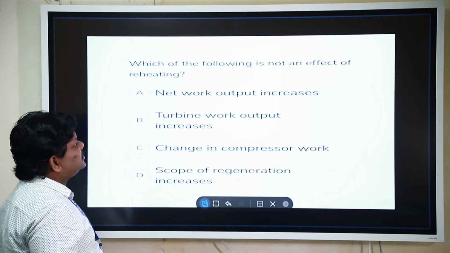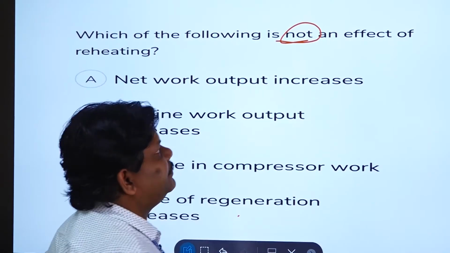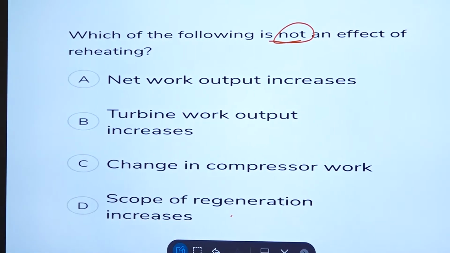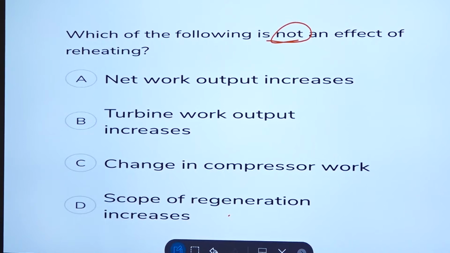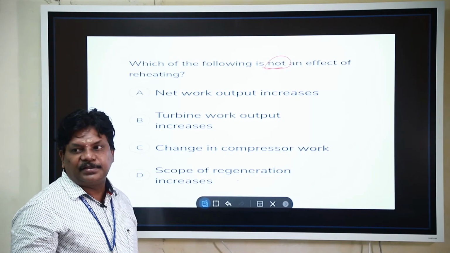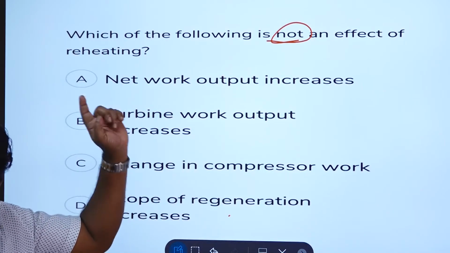Okay, the next one is, which of the following is not an effect of this reheating? So when you go for reheating, what are all the effects? First thing you should know, when you go for reheating, what are all the effects? Your work output increases when you go for reheating.